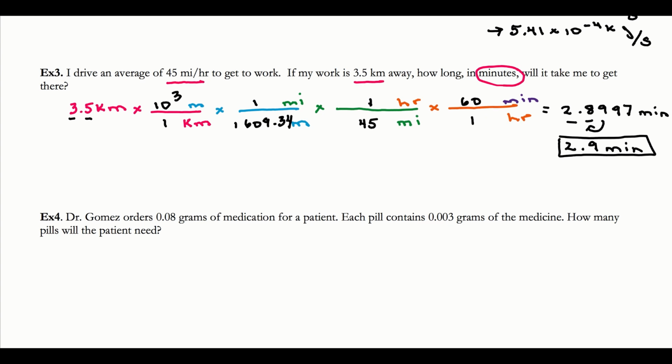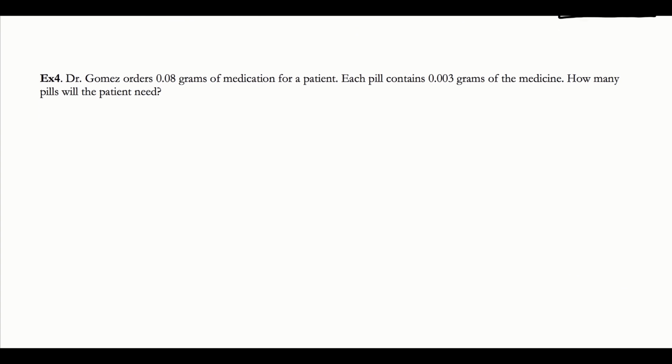Okay, let's look at one last problem. Dr. Gomez orders 0.08 grams of medication for a patient. Each pill contains 0.003 grams of medicine. So if I were to translate this into math, what this is telling me is one pill equals 0.003 grams.